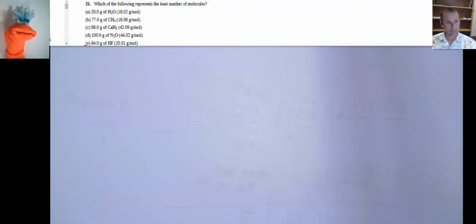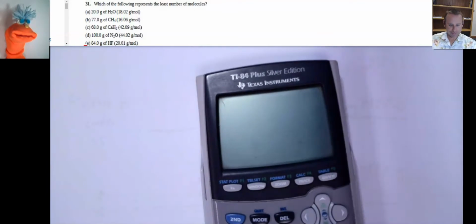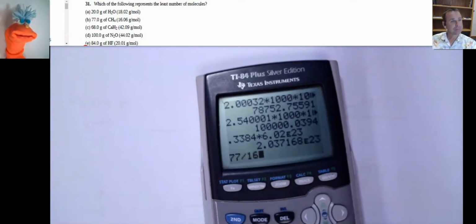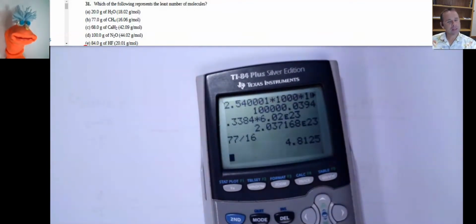All right. Which of the following represents the least number of molecules? Well, if I have 20 grams of water, 18 grams of water, that's 1 mole of molecules, right? But I have 20 grams, so that's a little more than a mole. 77 divided by 16, that's going to be even more, right? 77 divided by 16, that is 4.8 moles of that stuff.